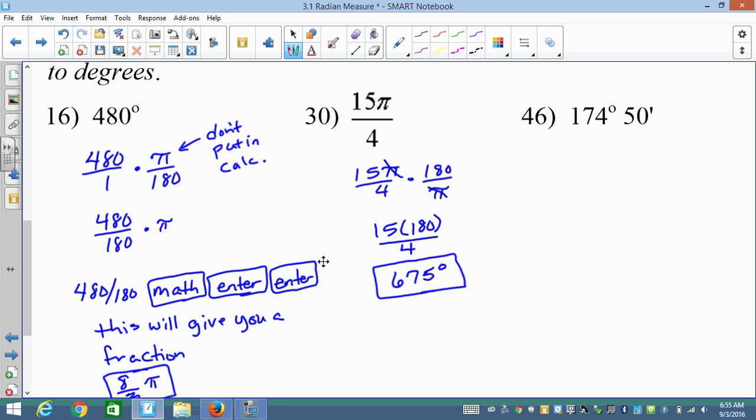Chapter 1 and Chapter 2, I could be a little bit lenient on them because we were only doing degrees. But after this, we won't be able to. Okay, 174 degrees, 50 minutes. This one here, this is what I'm going to tell you guys, be really, really cautious. Use that degree and minute symbol in the calculator. So you're going to put it into the calculator, 174 degrees, 50 minutes, over 180 degrees.